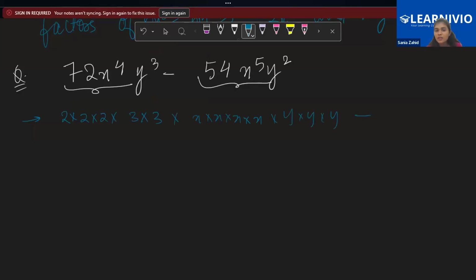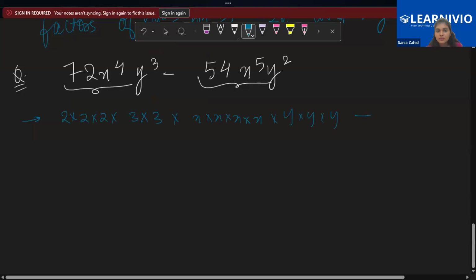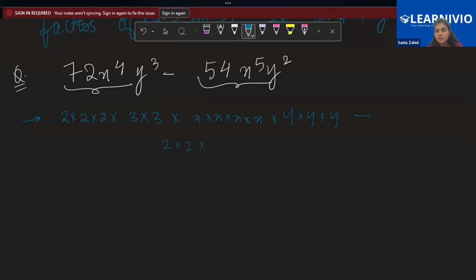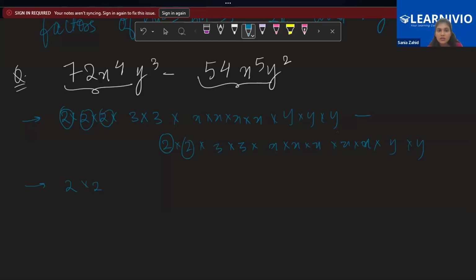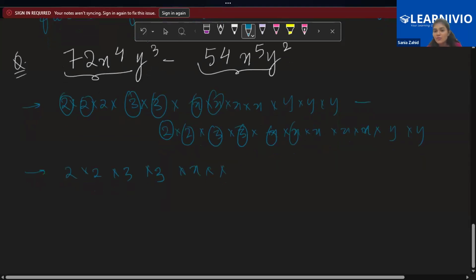Minus 54, how will I break it down? 2 into 2 into 3 into 3, and then x five times, and then y, y. So common, write it down. Again common, write it down. Again, now not common. When you have 3 common, write it down. Again, you have 3 common, write it down. x common, write it down. x one more time. See, basically x will come 4 times common.